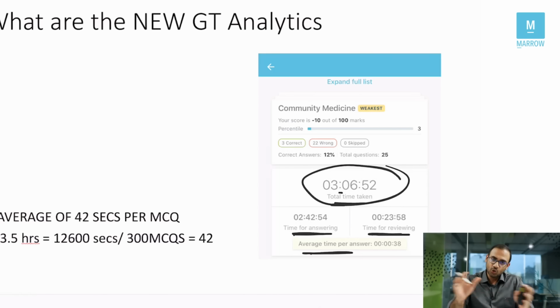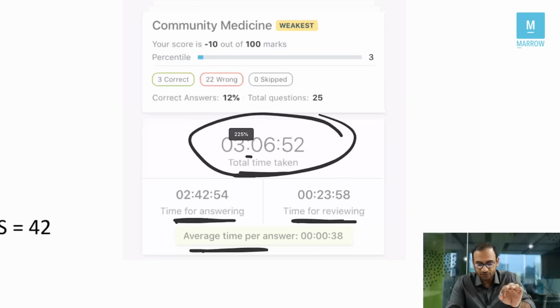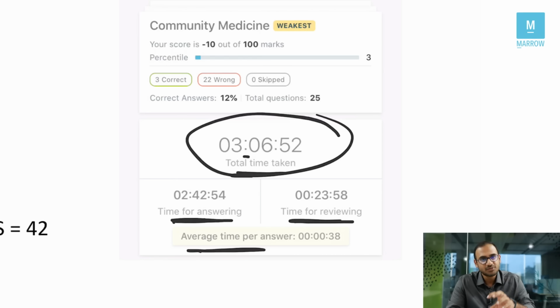Now the total time is the total time of the exam that you have taken, which I think you can just gather the info with the stopwatch also. So nothing special here. But what is special and powerful here is that there is something known as time for answering. So this just basically accumulates the time that you have taken from clicking the new question till the time you have actually pressed on one answer. So this is the time your brain takes to process the question and come to an answer.